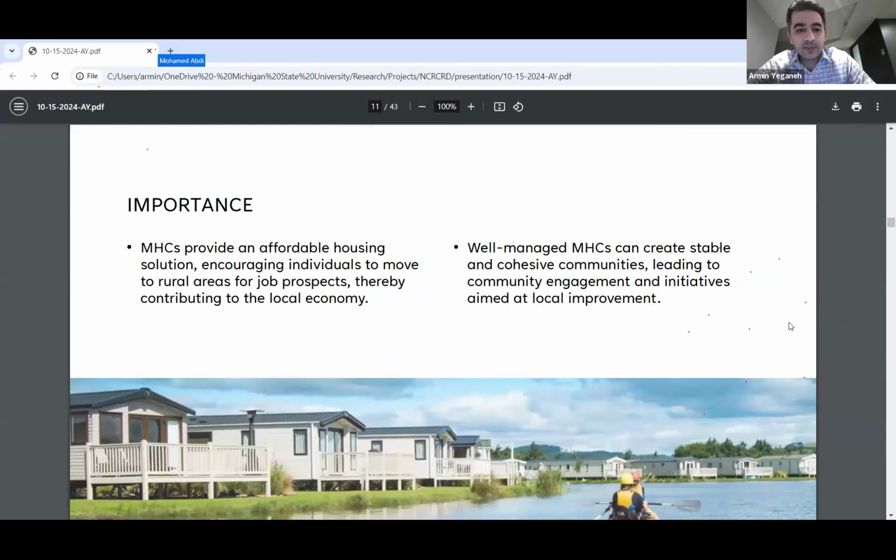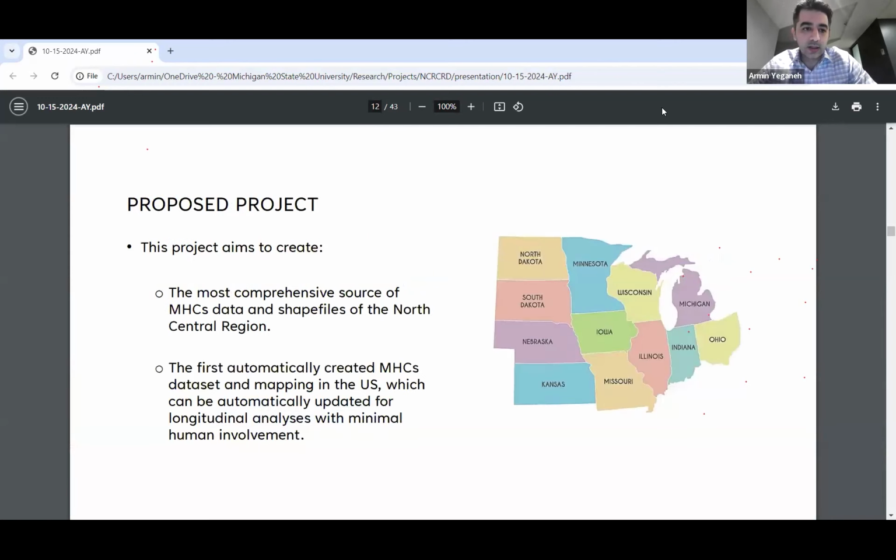And this area is important because of its role as an affordable housing solution. It can encourage individuals to move to rural areas for job prospects and contribute to the local economy. And on the other side, if these are well managed, they can create stable and cohesive communities, leading to community engagement and initiatives for local improvement.